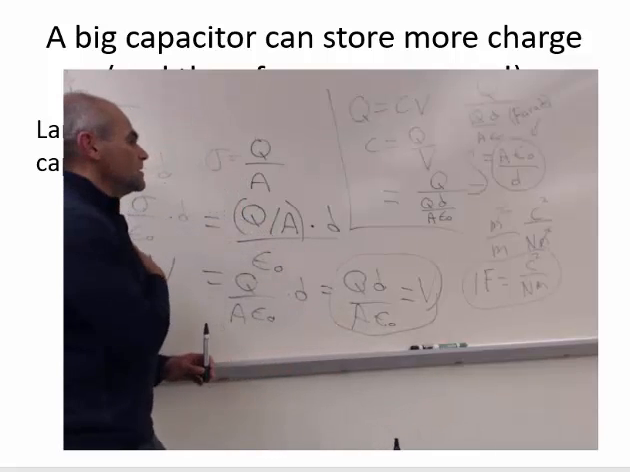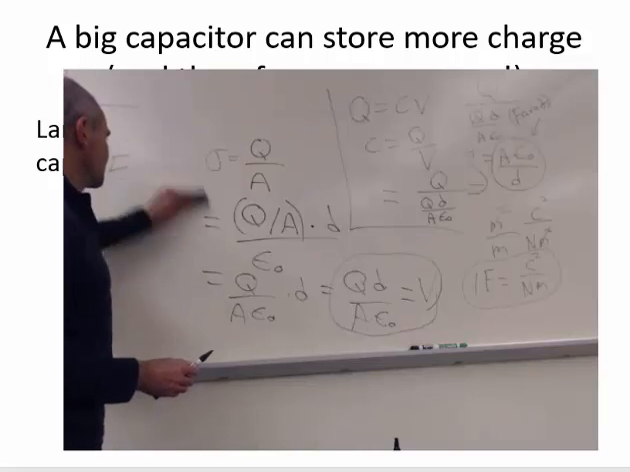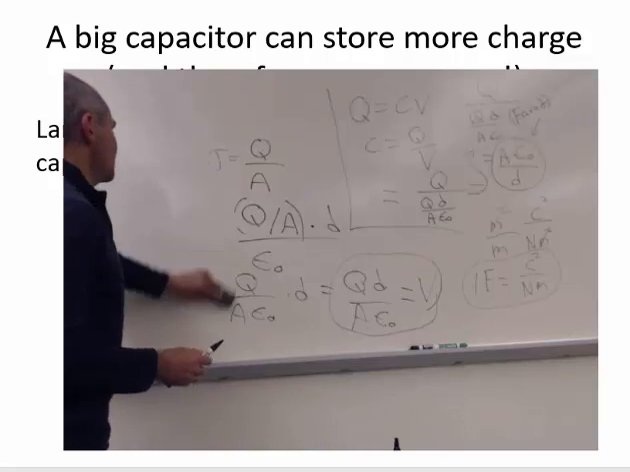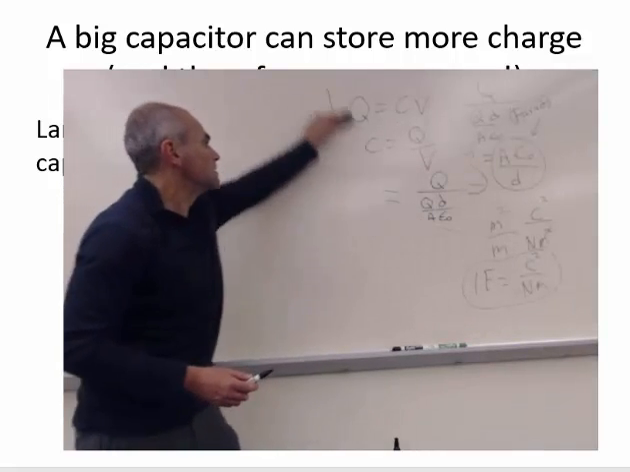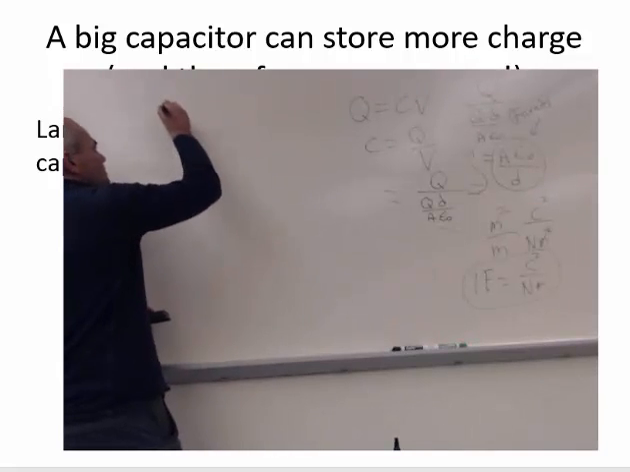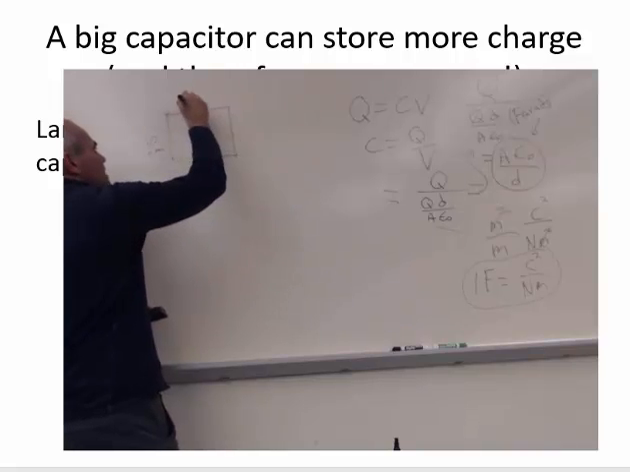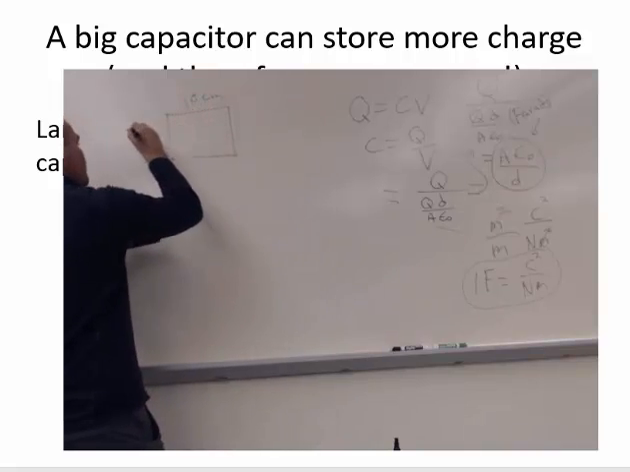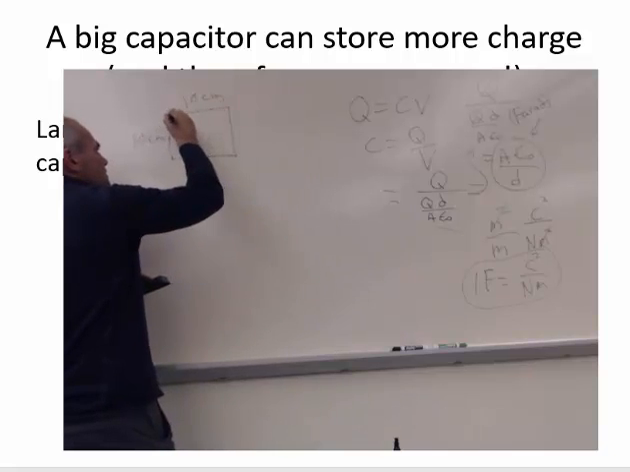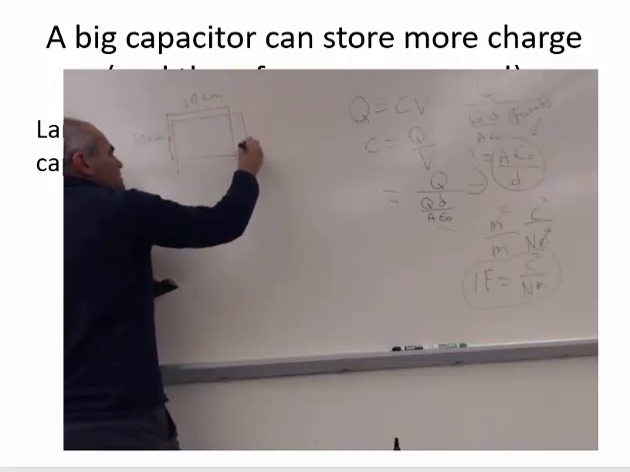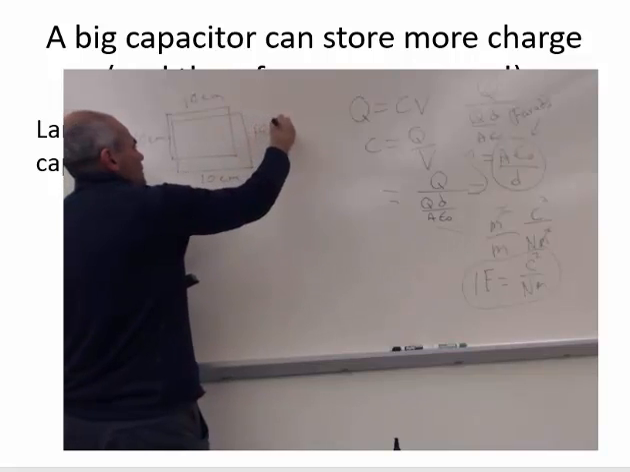This is not in the PowerPoint, but I'm going to do a calculation for how big a capacitance you can build, kind of like what you're going to do in lab. So let's just say we have a couple sheets of aluminum foil. There's one, it's 10 centimeters by 10 centimeters, let's just say. And we get another one on top of it, like this, is also 10 centimeters by 10 centimeters.